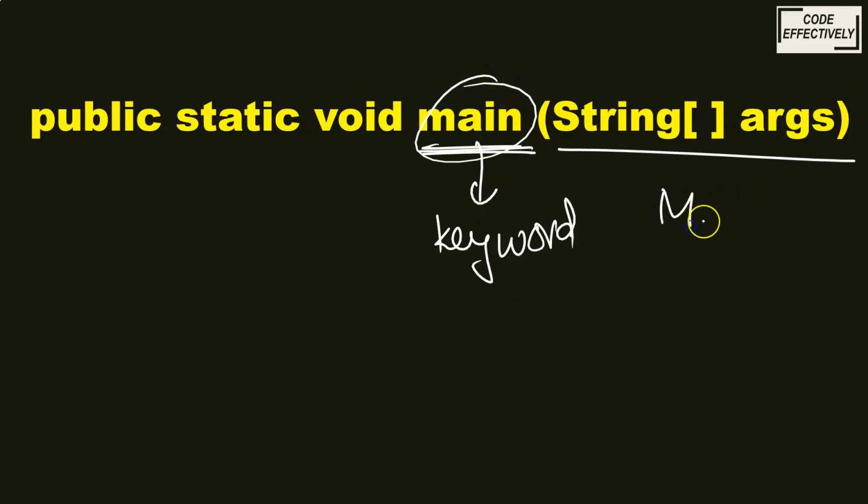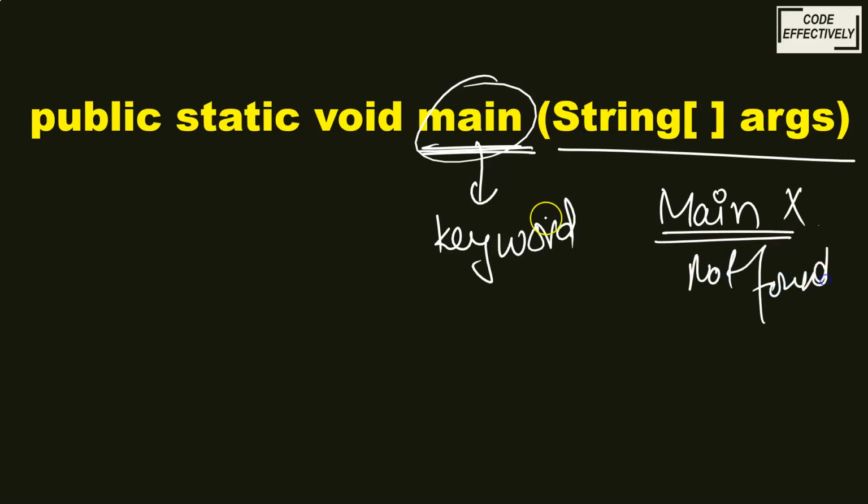And if you write, for example, capital M and main, this is wrong. This is not a keyword. It will become a variable, and you will get a compile time error that main function is not found. So you have to be sure that for main, M should be in small, as this is the keyword and this signifies from where the flow of execution of instruction will start.